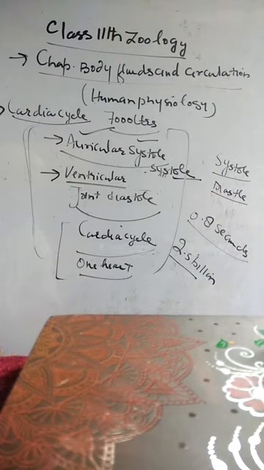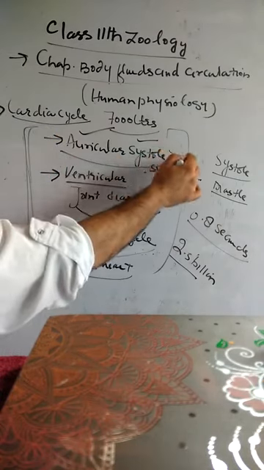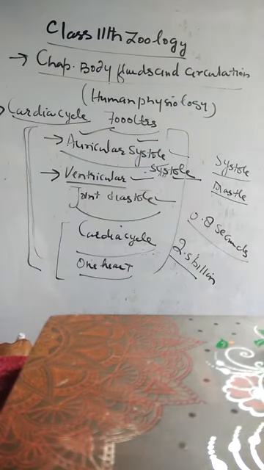A regular sequence of three events takes place during one cardiac cycle: auricular systole, ventricular systole, and the joint diastole. Auricular systole means when the auricles contract, they force the blood into the ventricles. This comprises auricular systole. When ventricular systole takes place, the ventricles contract and force the blood into the arteries and veins to all parts of the body.